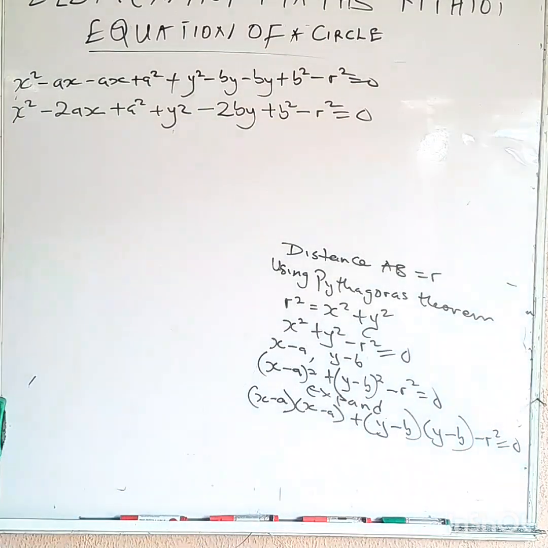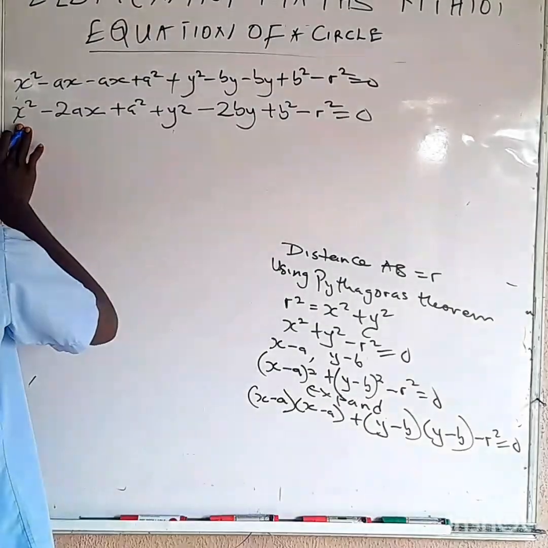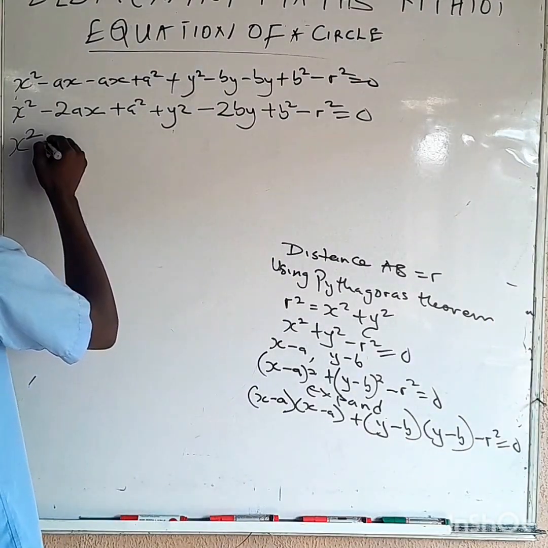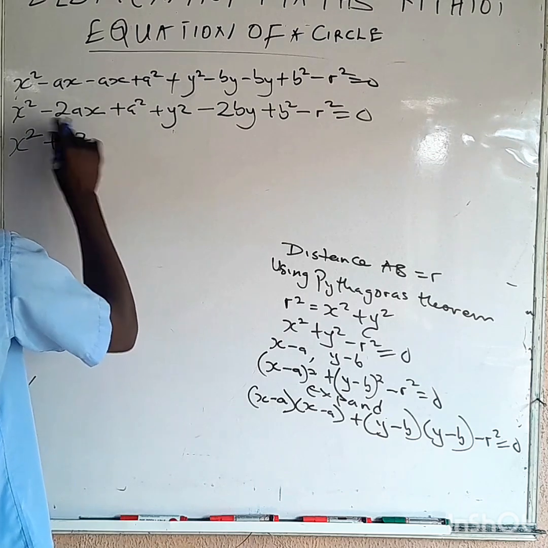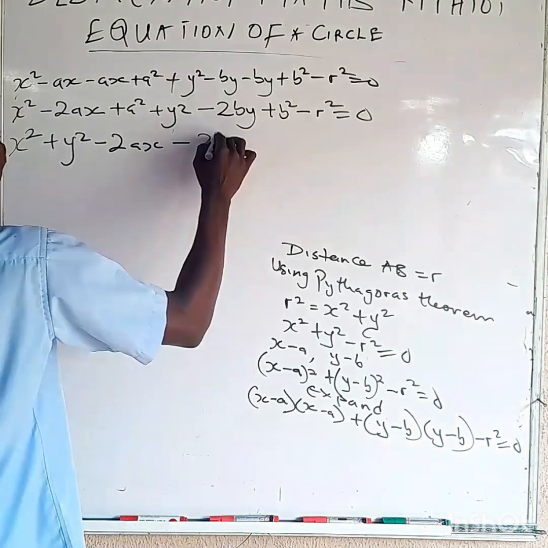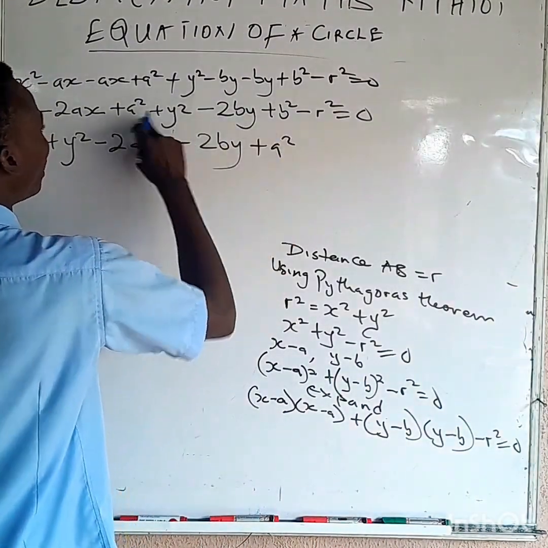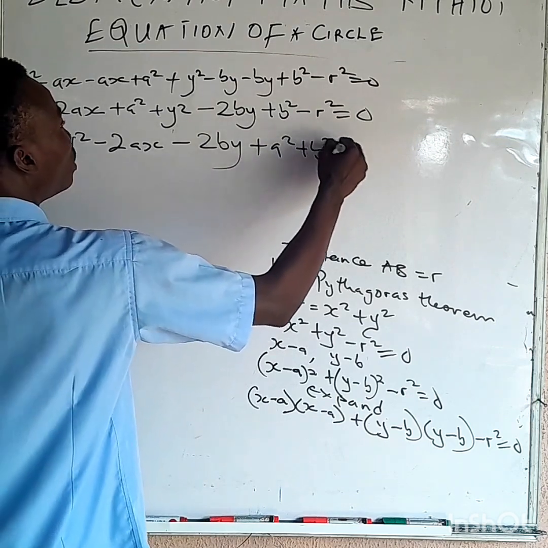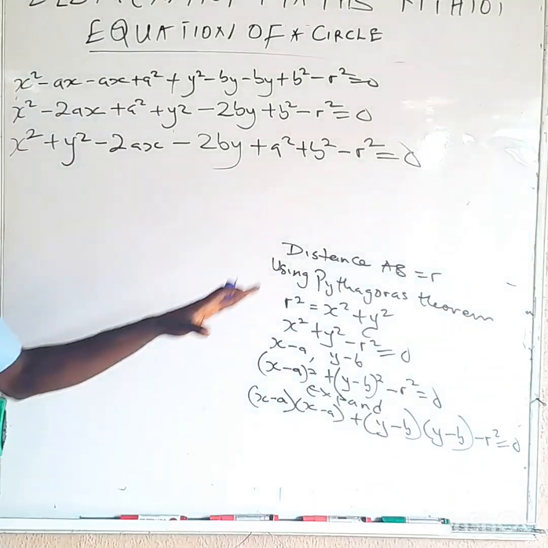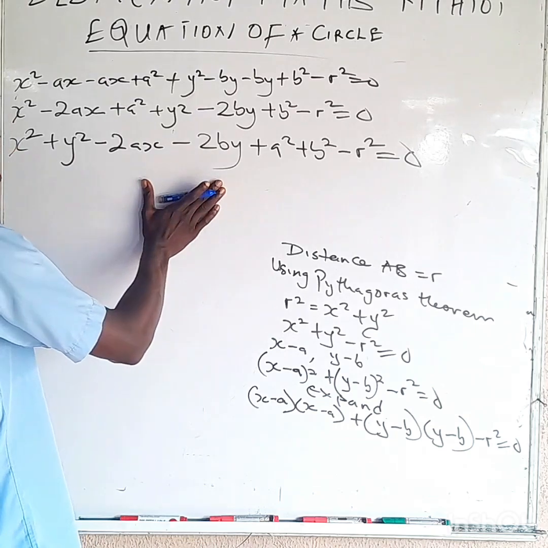Now, with respect to this equation, what are we going to do next? We are going to bring them closer. So we equate it in terms of this one and in terms of this one. So we are going to have x squared plus y squared, followed by minus 2ax, then followed by minus 2by, then followed by plus a squared plus b squared minus r squared equals 0.